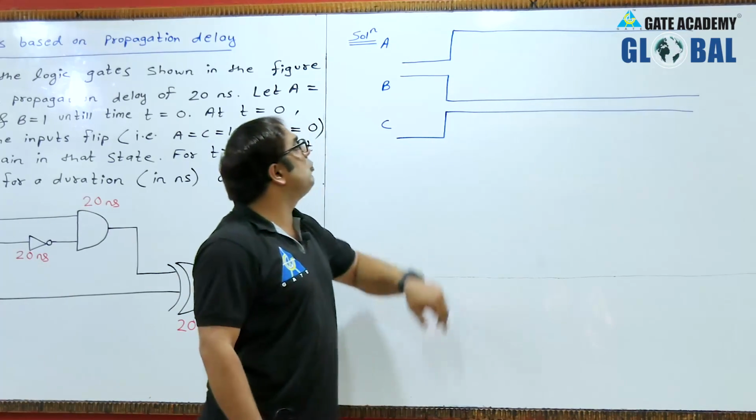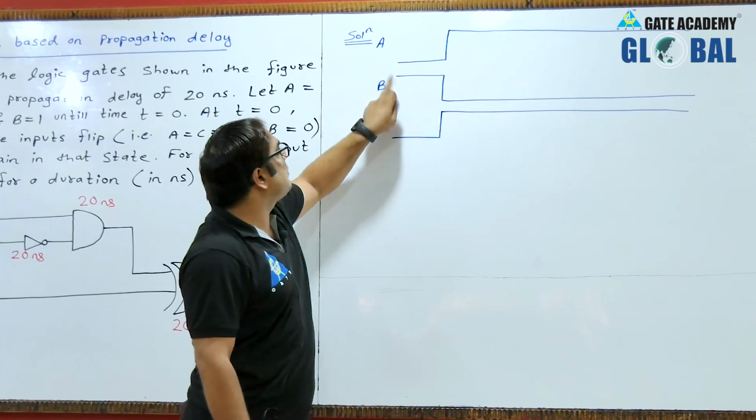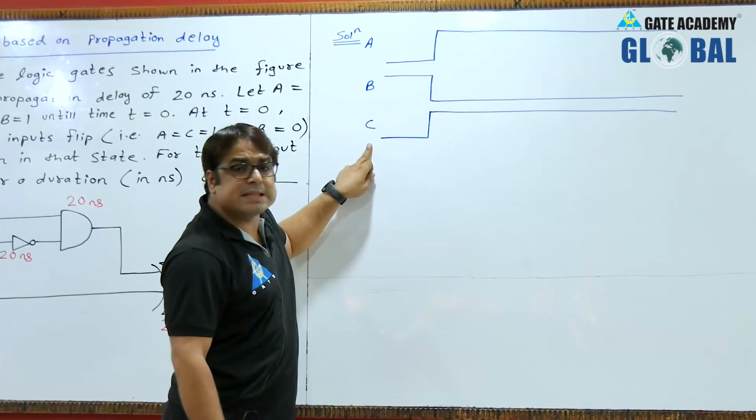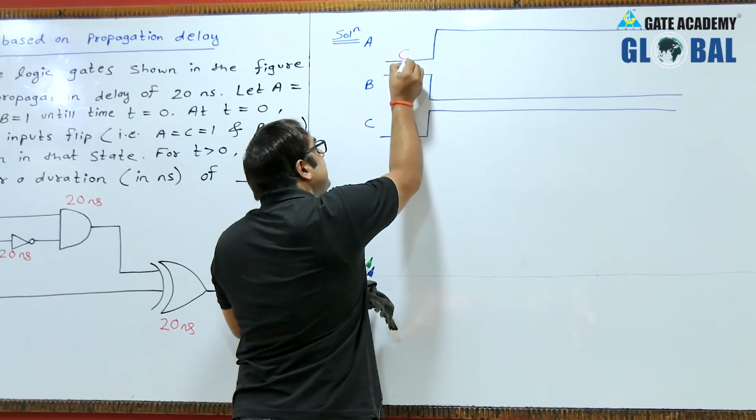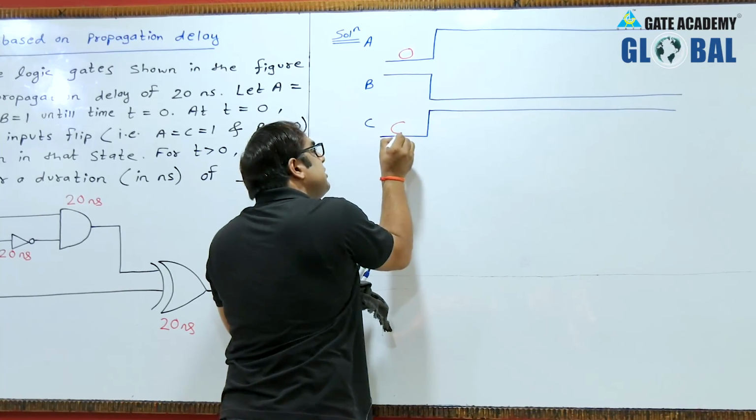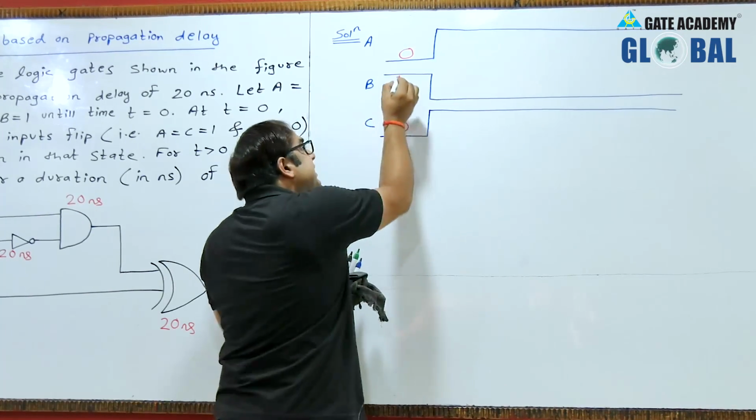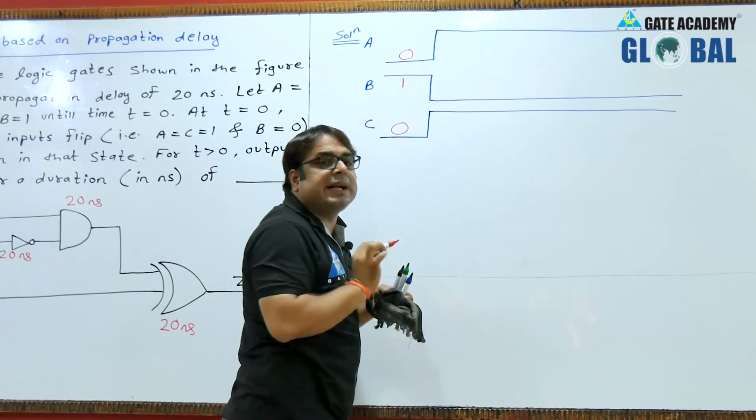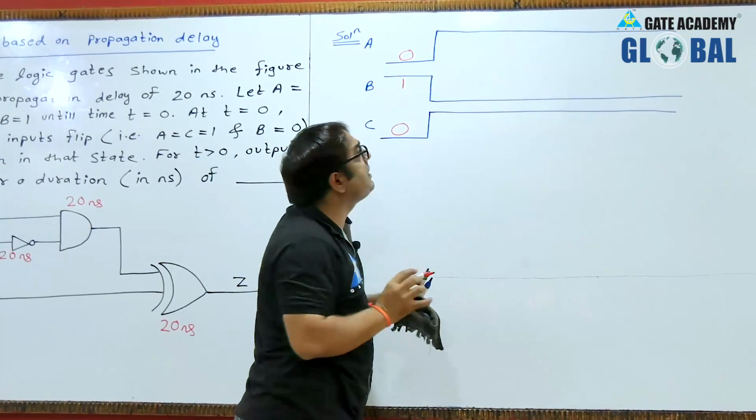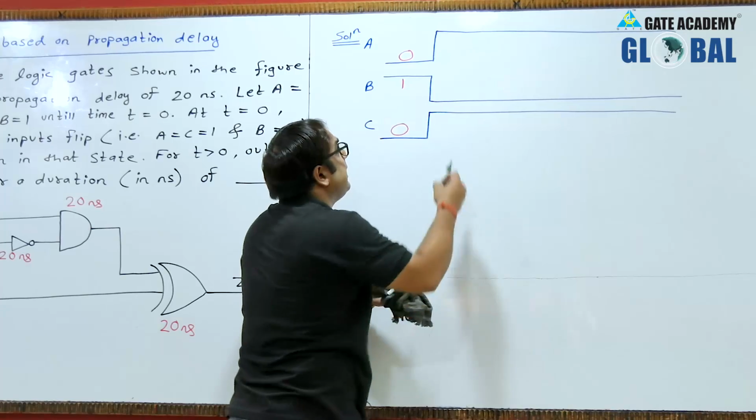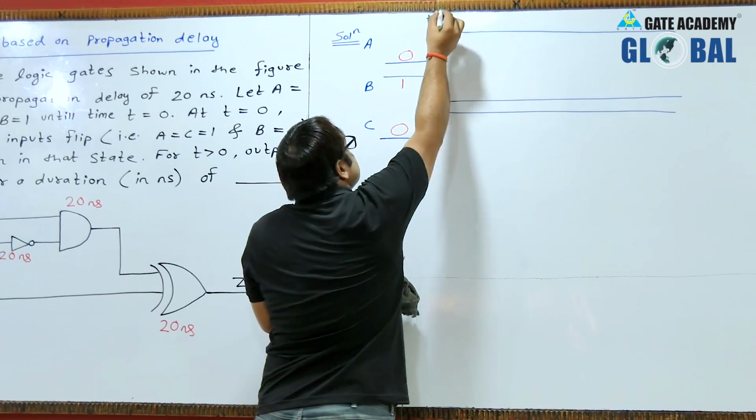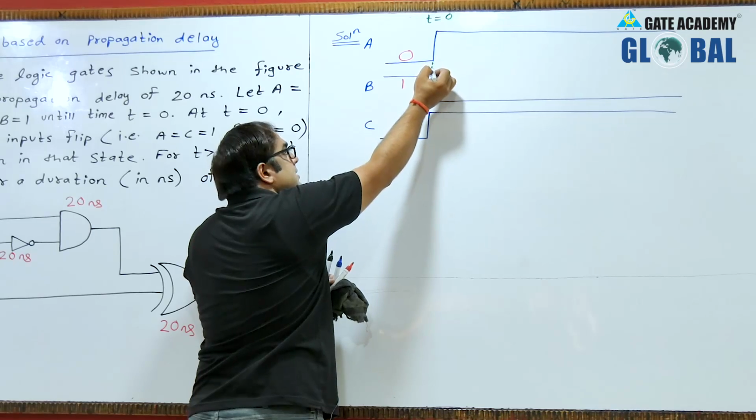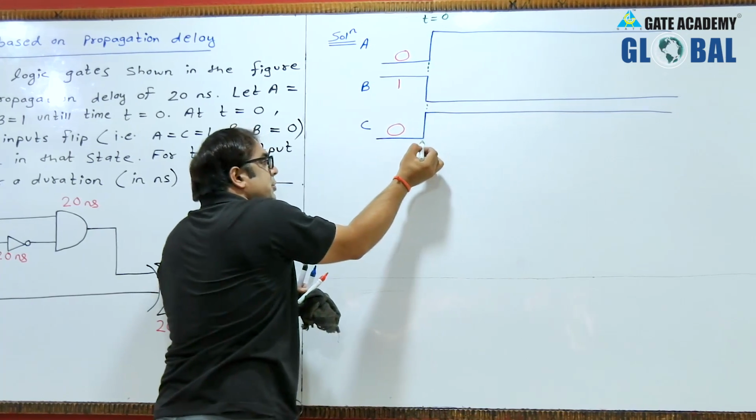So what was given to me, let's say this is the waveform of A, this is the waveform of B, and this is the waveform of C. Initially A is equal to 0 and C is equal to 0, and initially B is equal to 1, that was given until time t equal to 0. So let's say this is the time t equal to 0.